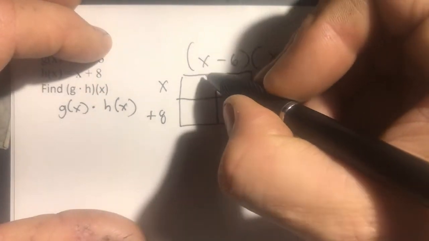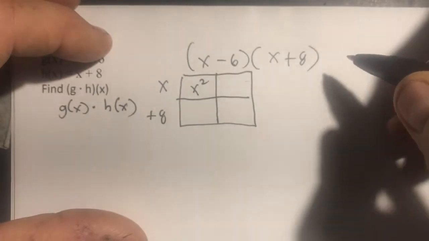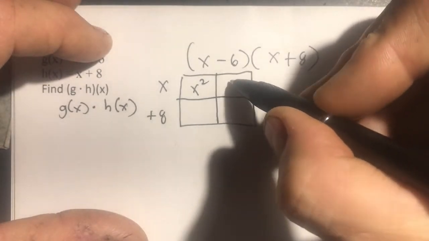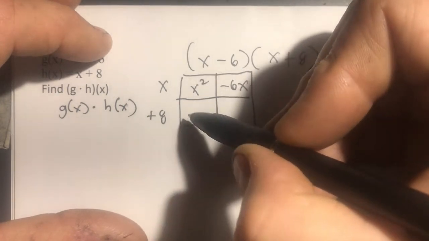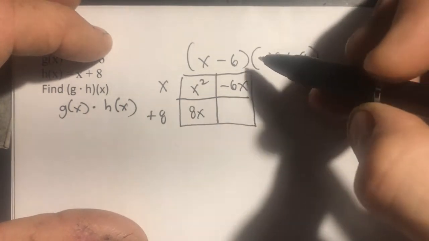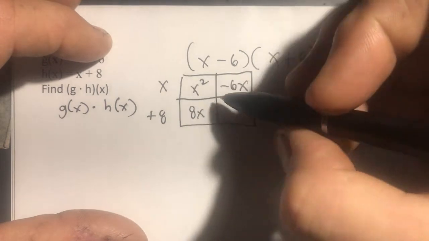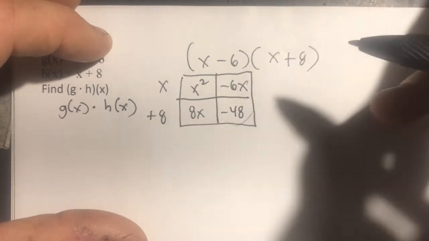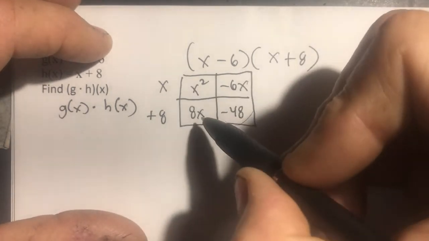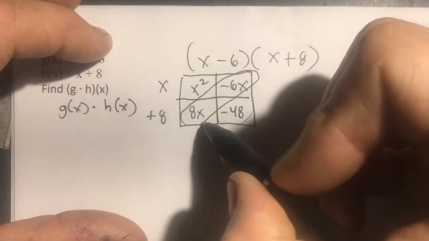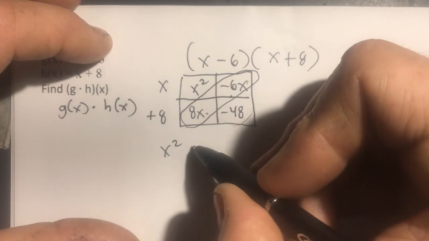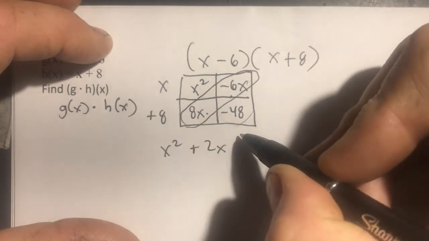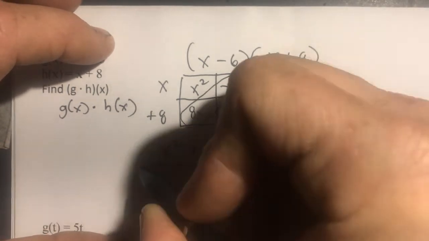Right here, this is x times x, which is x squared. In this square right here, I got negative 6 times x, negative 6x. Down here, I got x times 8, which is 8x. And in this one, I got negative 6 times 8, which is negative 48. Now usually when you do this box, diagonally right here are your like terms. So I've got x squared, negative 6 plus 8 would be positive 2x, and then minus 48. And there's my answer right there.